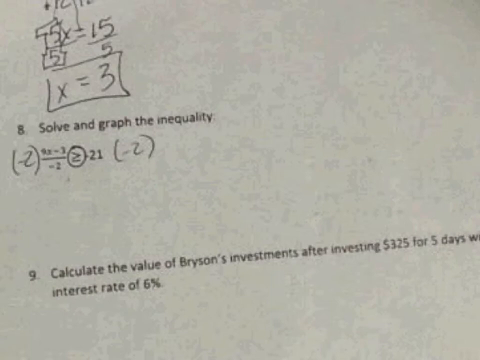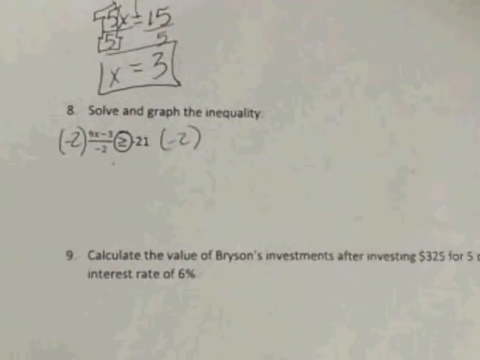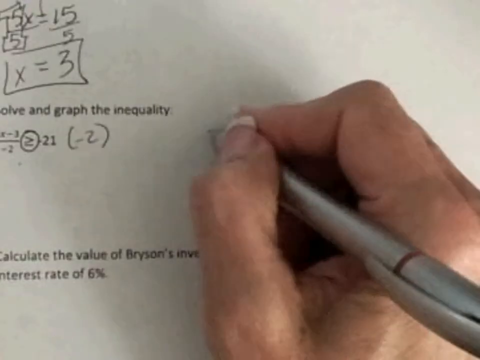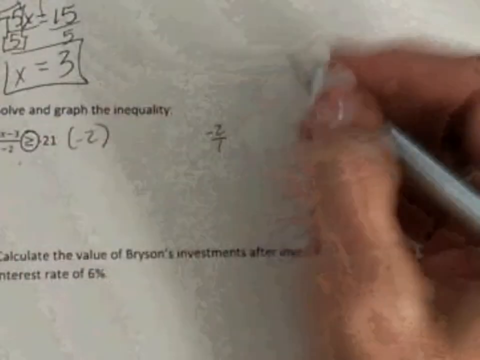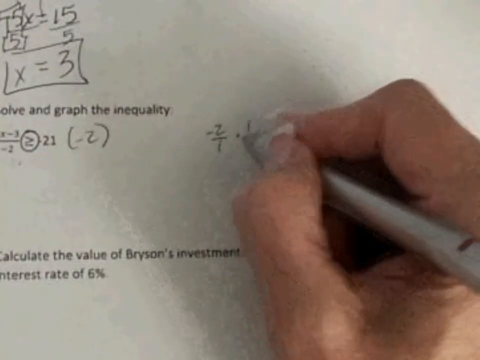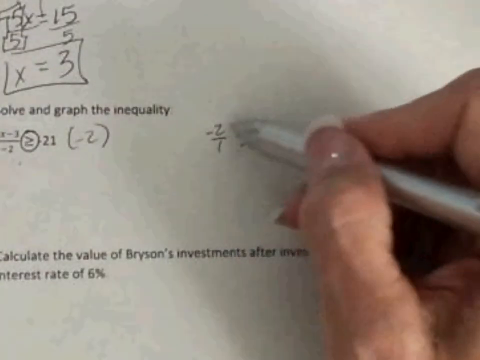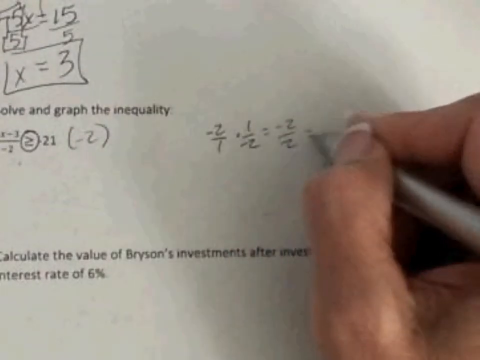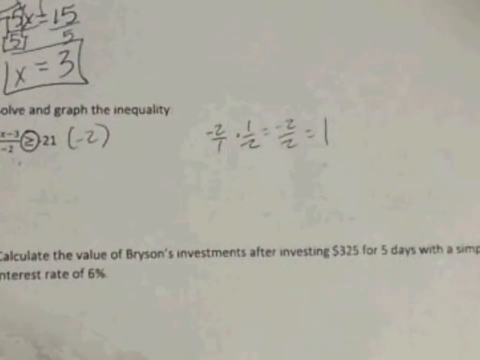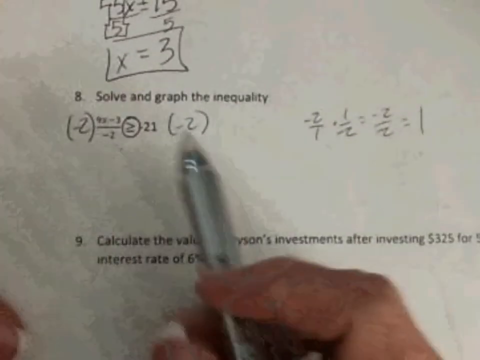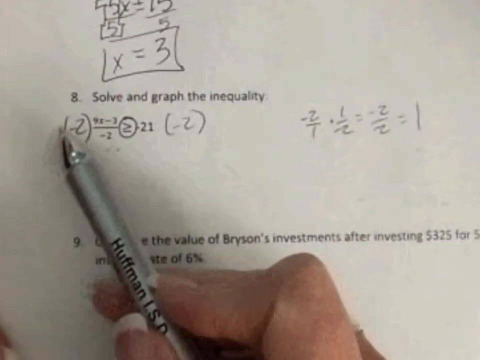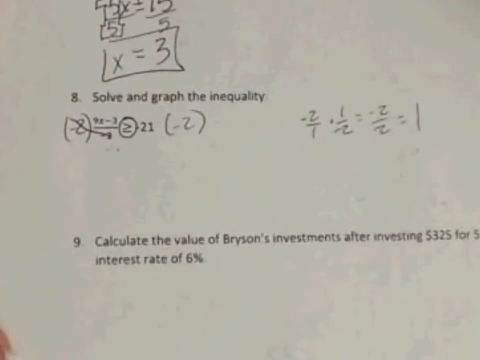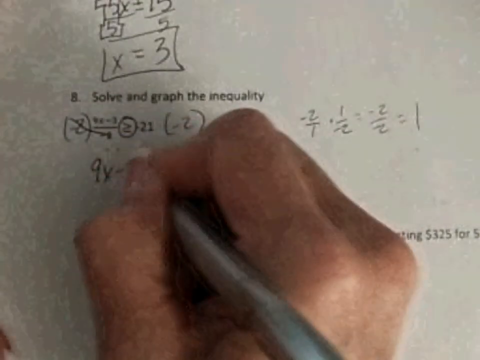So the reason we multiply, because this becomes, let me come over here, negative 2 over 1, and this is like 1 over negative 2. So negative 2 times 1 is negative 2. 1 times negative 2 is negative 2. Any number over itself is 1. So that's why when there's a number in the denominator, we multiply by that same number, because these become 1. So all we have left on this side is 9x minus 3.